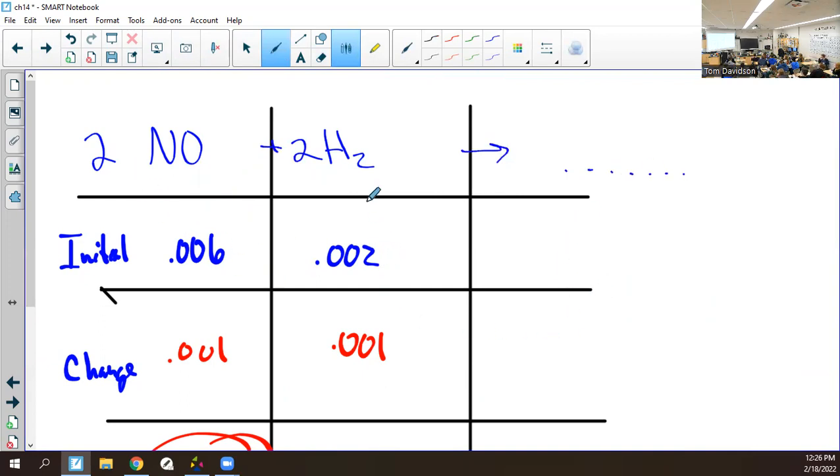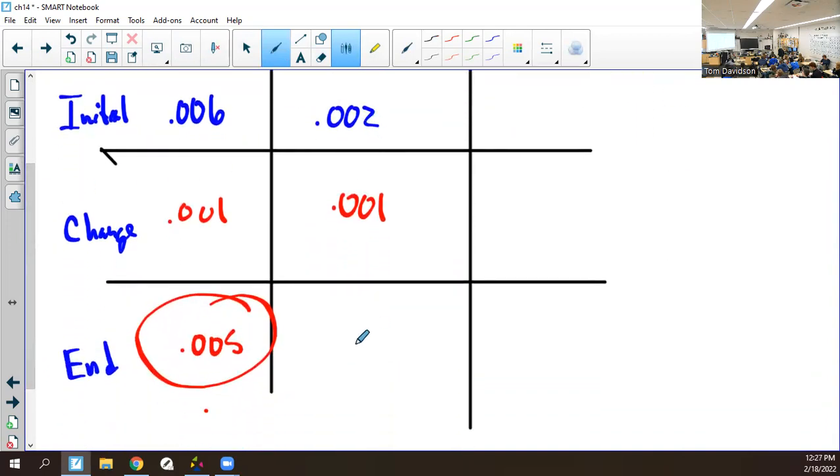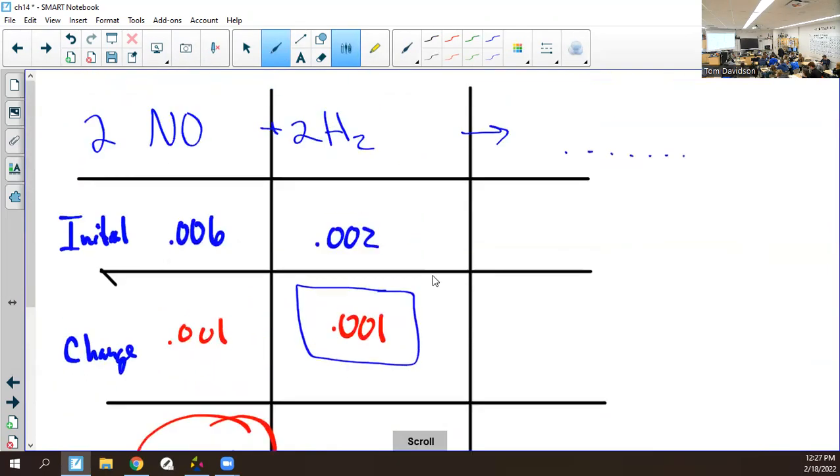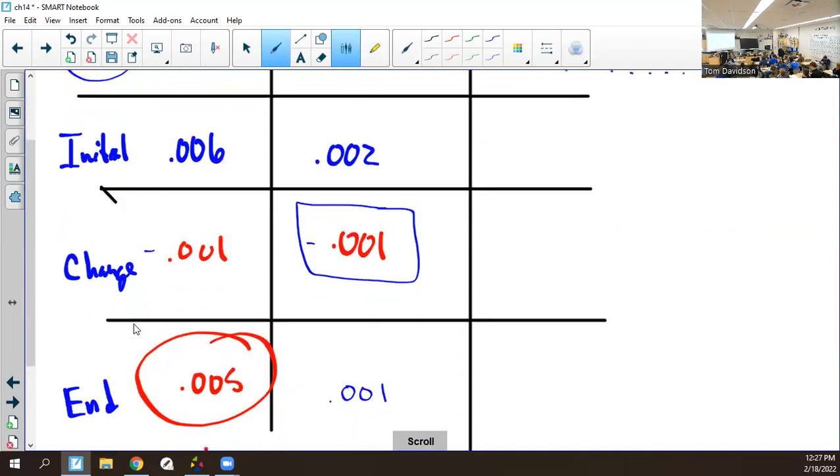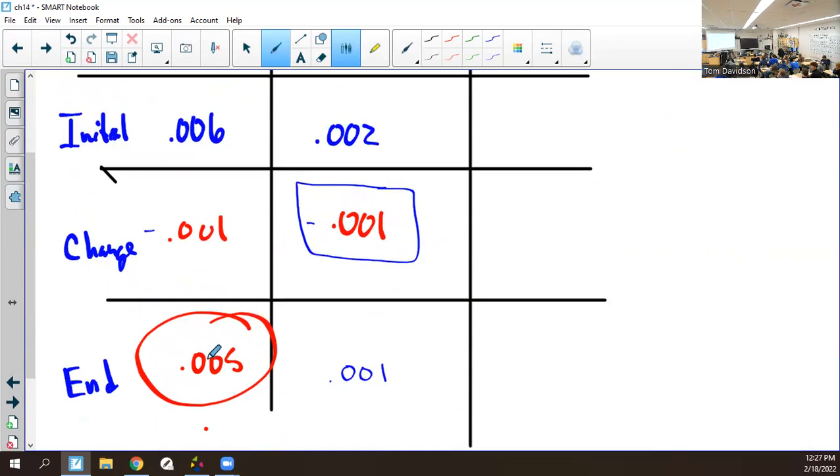Okay, so initially we had 0.002. Everyone with me? So it said we would have half of H2 left over. So half of 0.002 is 0.001. So the change was equal to 0.001. Since these have the same coefficients, the change is the same, and they're negative, I should say. The change is the same for NO, and you subtract 0.001. And that makes sense, sorry, because if you would have had equal amounts, what I said before would have worked, but we didn't have equal amounts. I'm sorry, I'm an idiot.